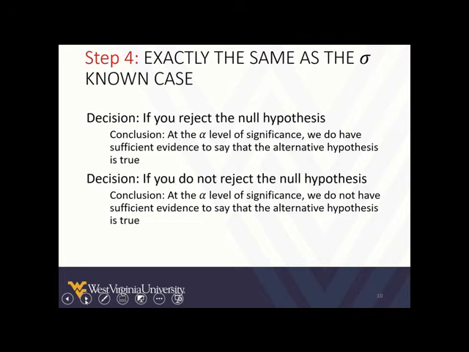And as is the same for pretty much all of our hypothesis tests, if we reject the null hypothesis, then we will say that at the alpha level of significance, we do have sufficient evidence to say that the alternative hypothesis is true. And if we do not reject the null hypothesis, then we will state at the alpha level of significance, we do not have sufficient evidence to say that the alternative hypothesis is true. After making this statement, if you need to make a follow-up statement in response to some question, that's all right, but this conclusion does need to be stated.